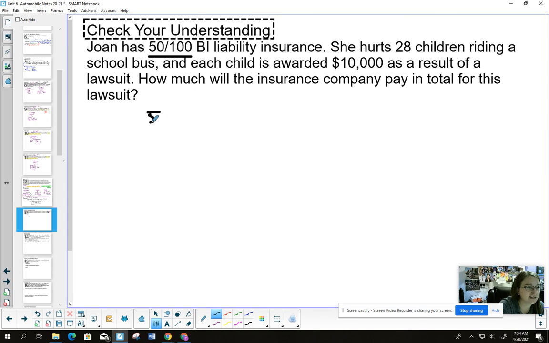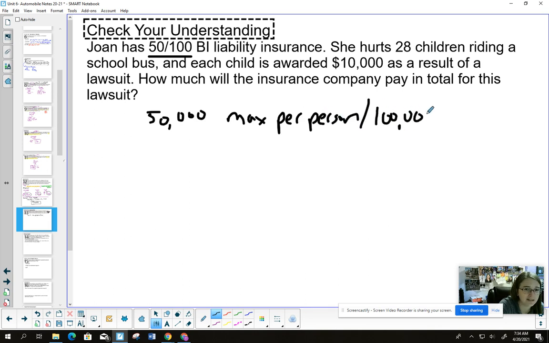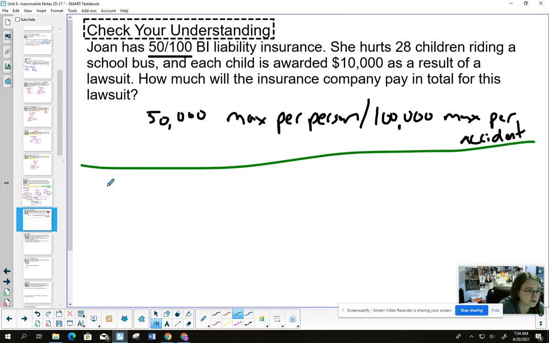Well, 50 tells us that it is $50,000 max per person is what the insurance company will pay. But for the accident, the max they will pay is $100,000. You have to have that memorized, or in your notes, obviously nice and clear for you to refer to. Okay, so let's look at the per person first.